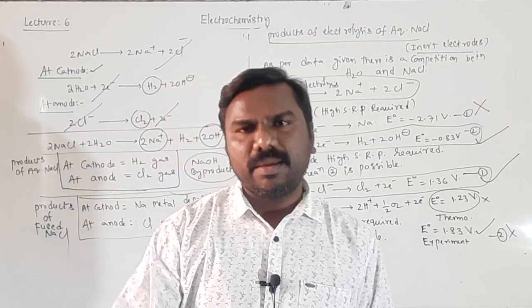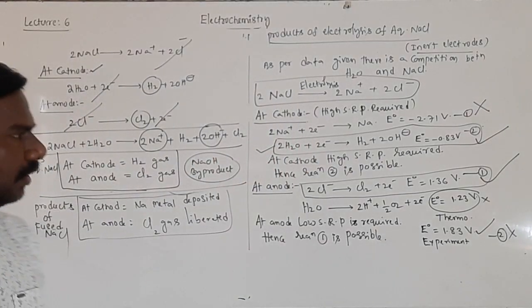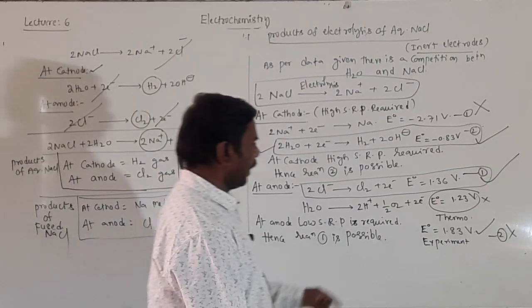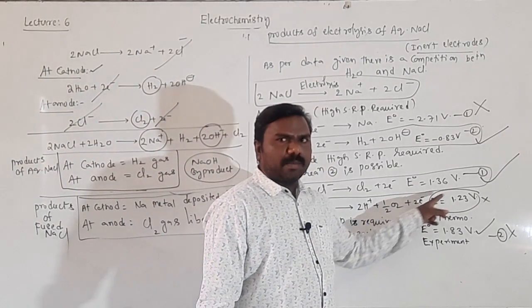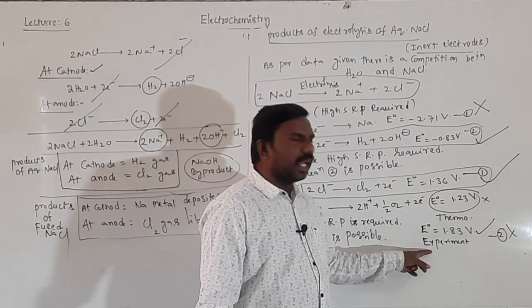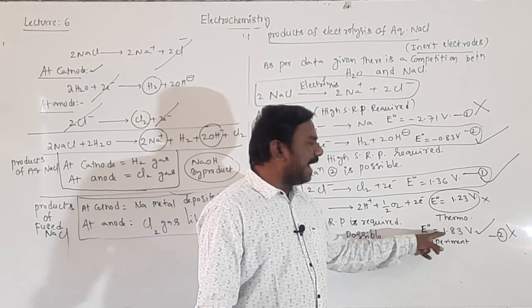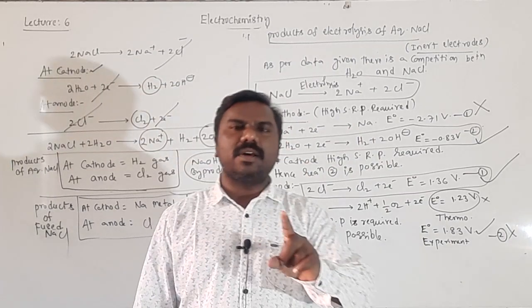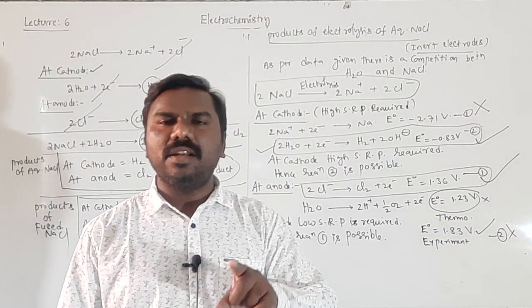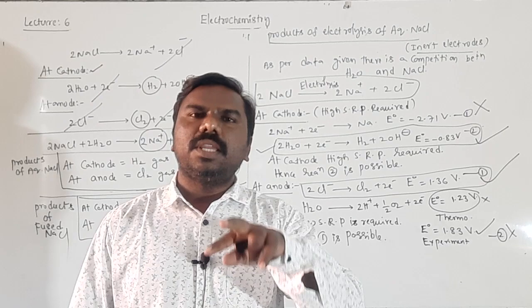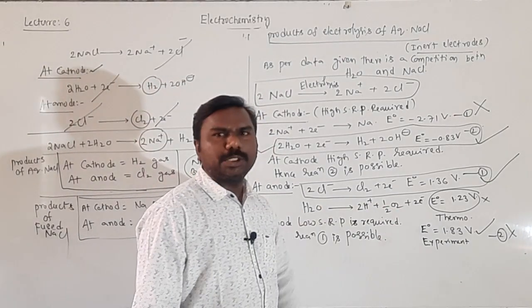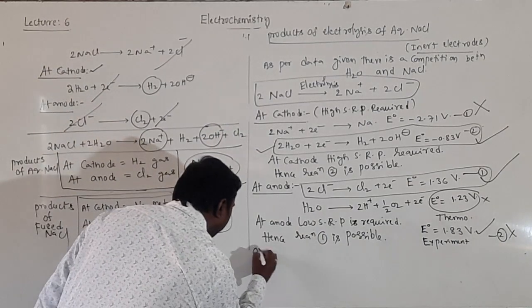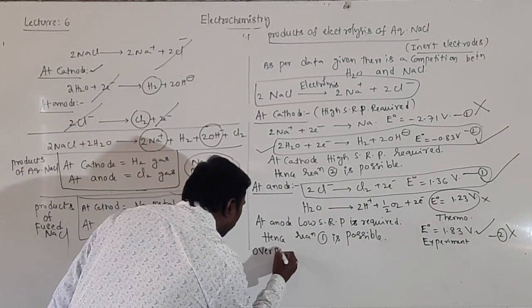So one more example I will give you, just observe. And you need to consider one point here. For water oxidation, the thermodynamic value is 1.23 and the experimental value is 1.83. We need to always consider 1.83 instead of 1.23. That difference is called which one? Overpotential. I am writing here a definition for overpotential.